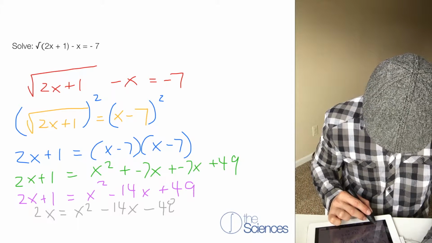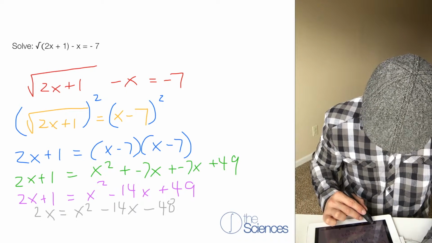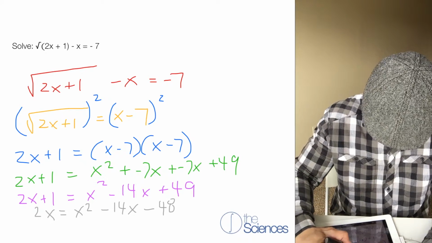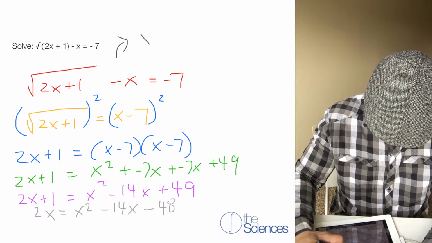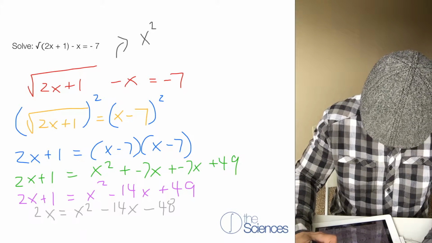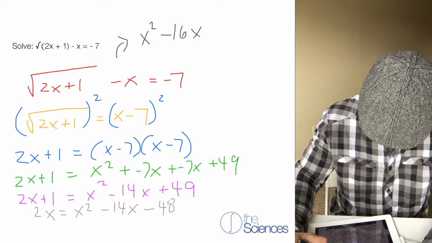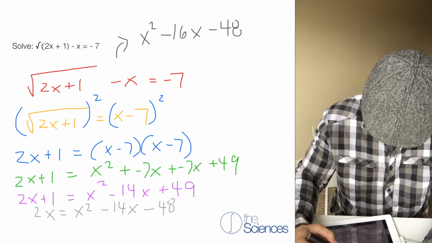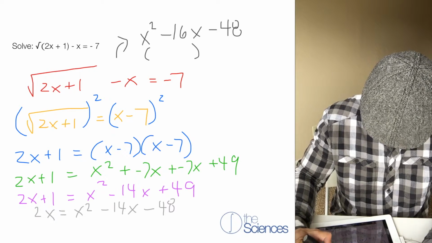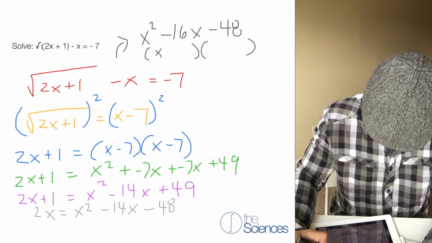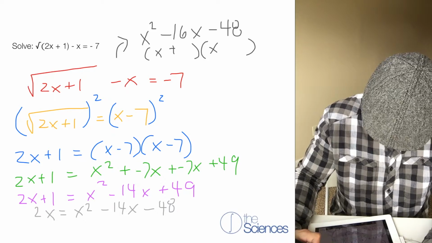Now, if we move 2x to the other side, we get x squared minus 16x plus 48 equals 0. Now we're going to factor this. We have x, we have x, we have minus, we have minus.